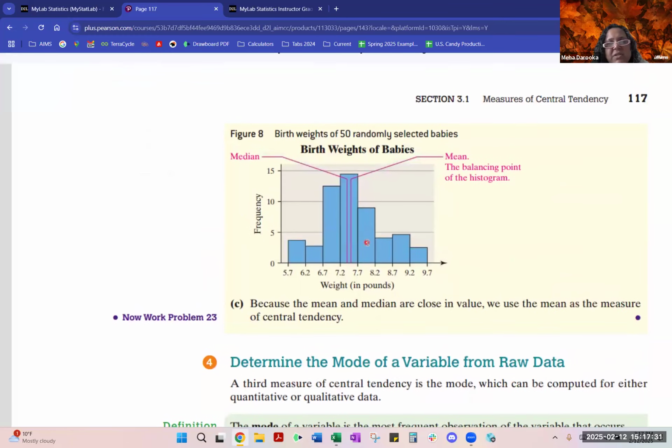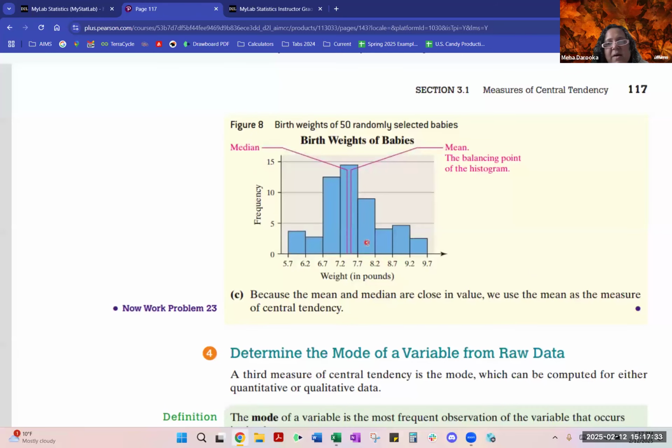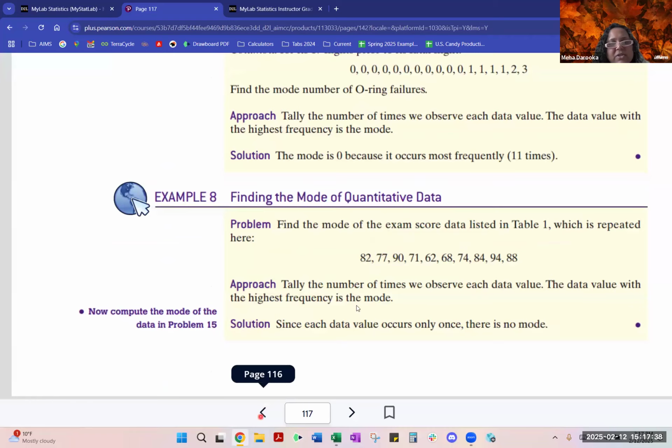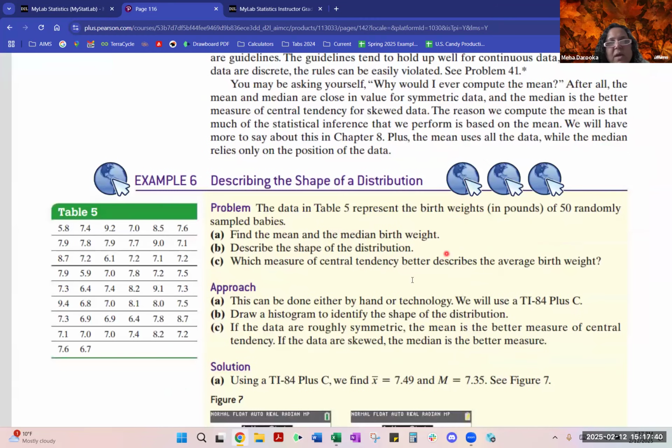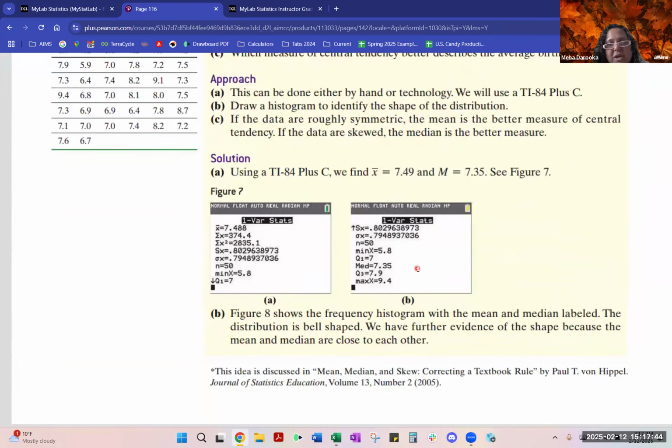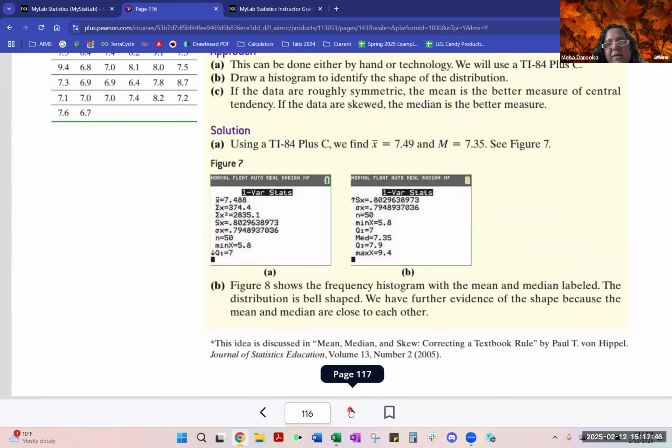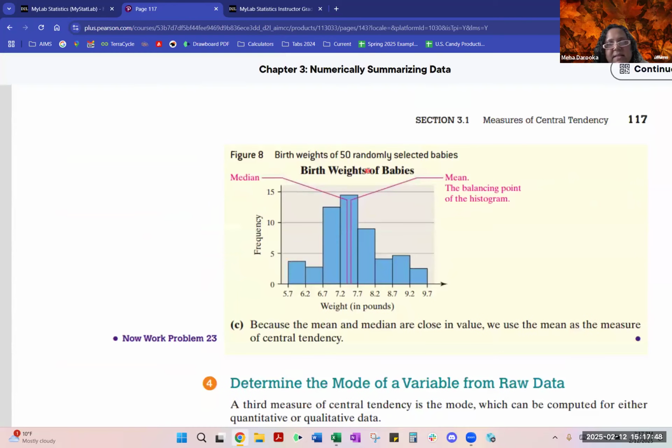And then the last question they were asking us is, sorry, I read that question and it completely flew out of my brain. Which measure of central tendency better describes the average birth weight? So which might be a better measure of central tendency over here?